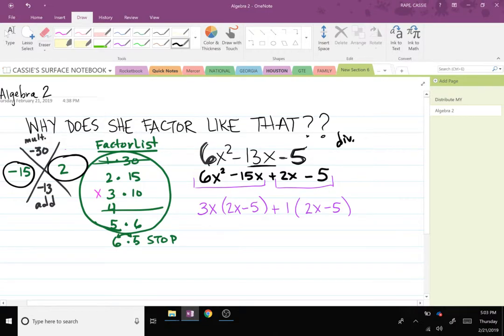So what you're trying to do is undistribute a binomial from both terms. So if you take 2x minus 5 from both of those terms, you would end up with 3x plus 1. And now it's factored. Okay? So I like this method because I don't have to figure out what to put where. I just write true statements.